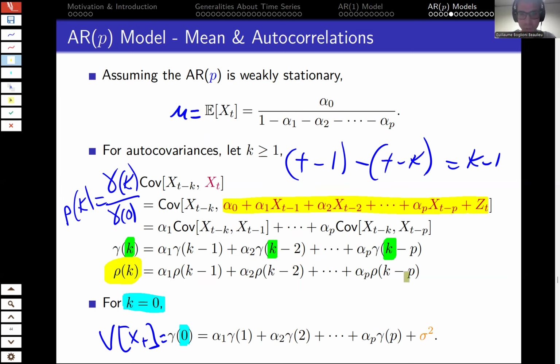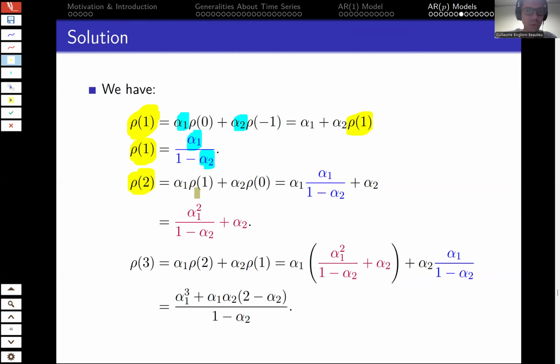Because you have AR(2) here, you stop at rho k minus p. So rho 2 is alpha 1 rho 1 plus alpha 2 rho 0. And of course, you've done good work: you know that rho 1 is this thing here. So easy. You find rho 2 as a function of rho 1 and rho 0. Rho 0, by the way, as I haven't said but of course you should know, is always 1.